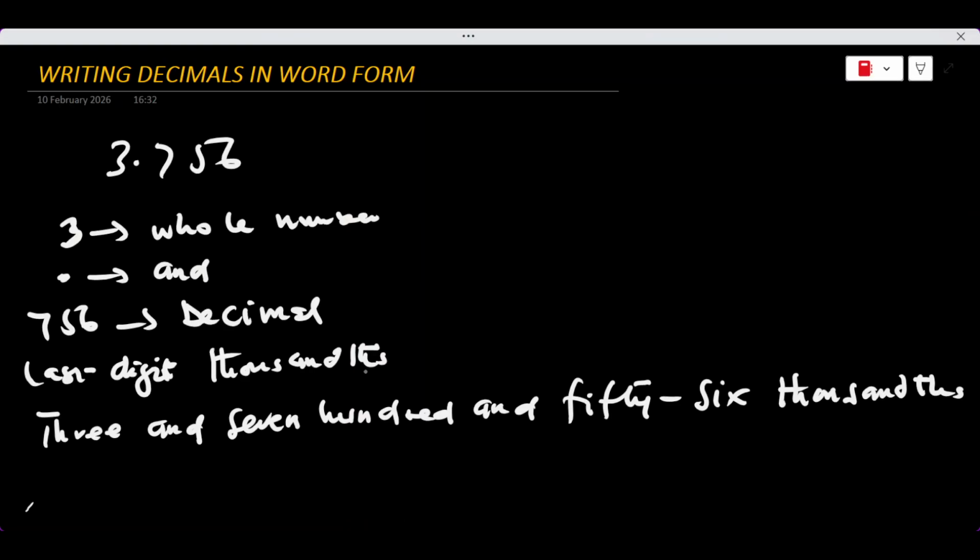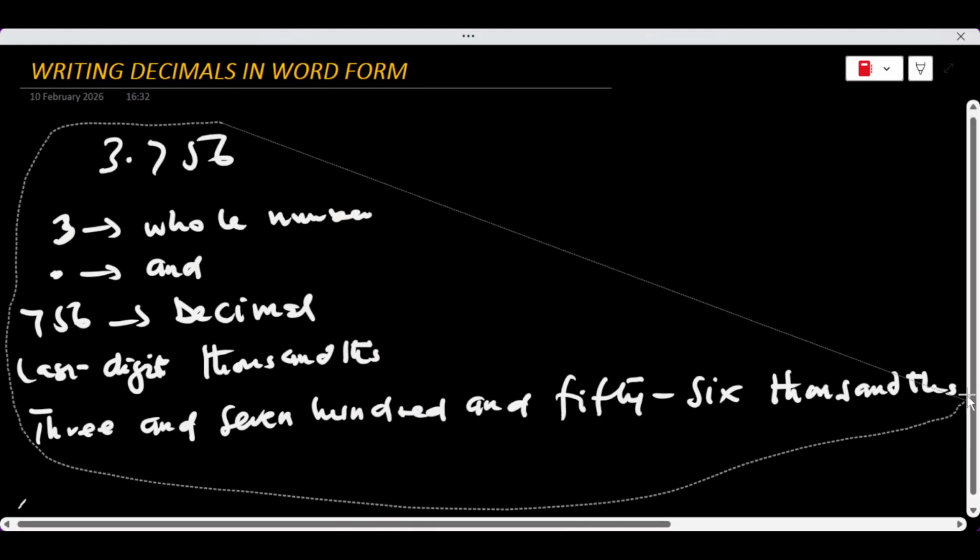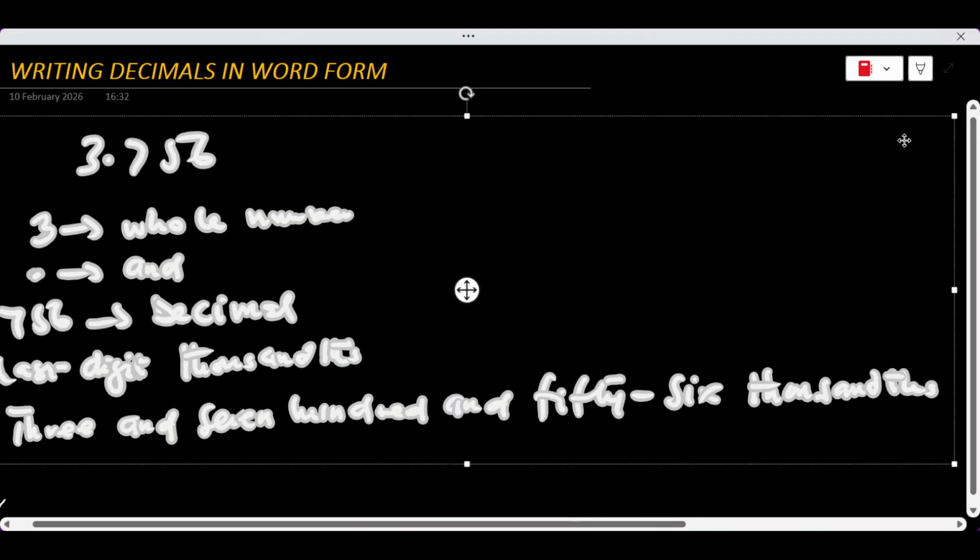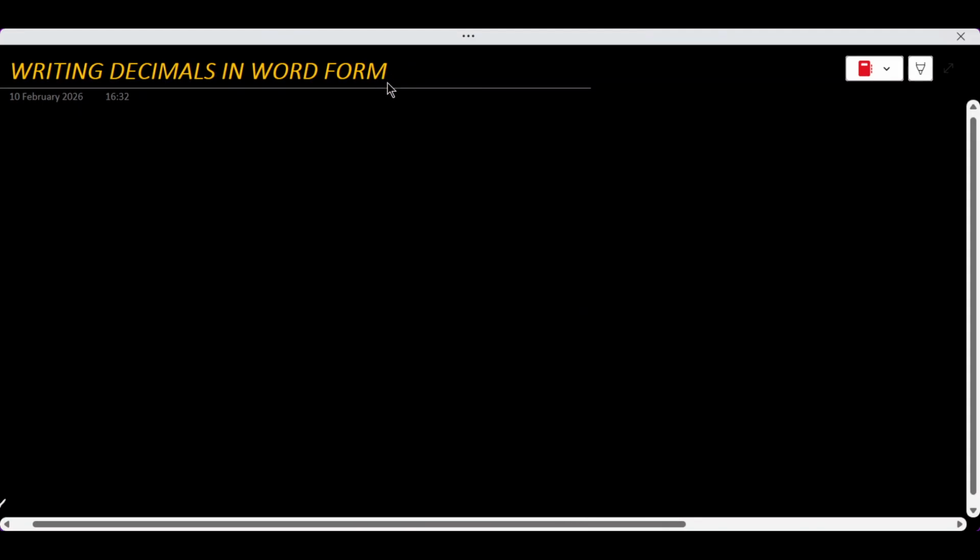All right. So you can try your hands on this and then keep practicing, because the more you practice, the more you become a master when it comes to writing decimals in word form. So you can try your hands on 6.582 in word form, and then write your answer in the comment section.